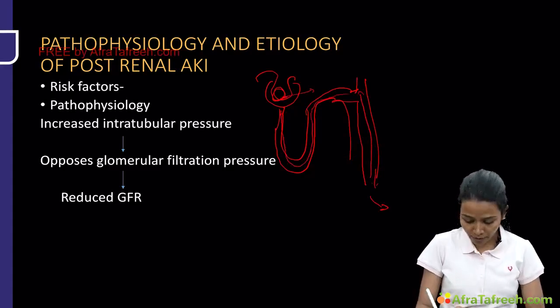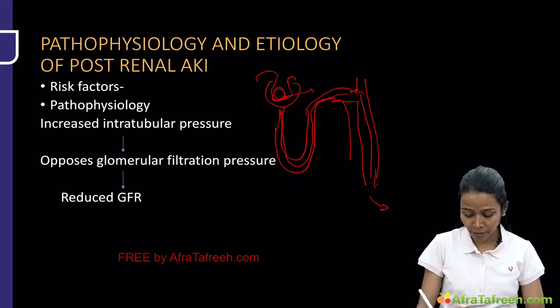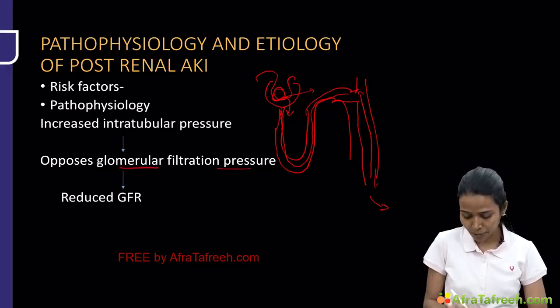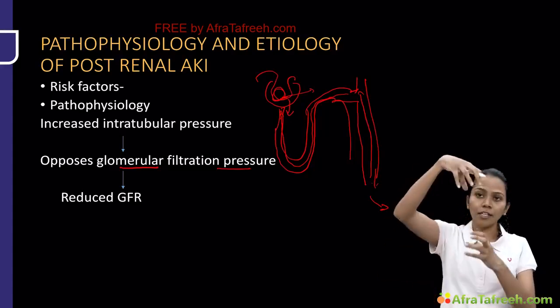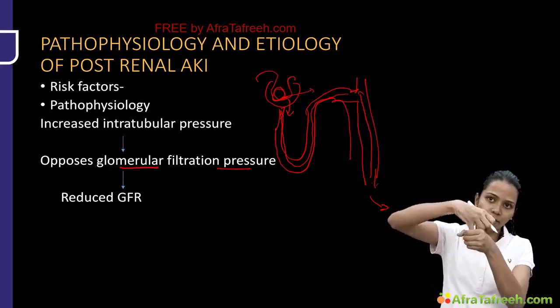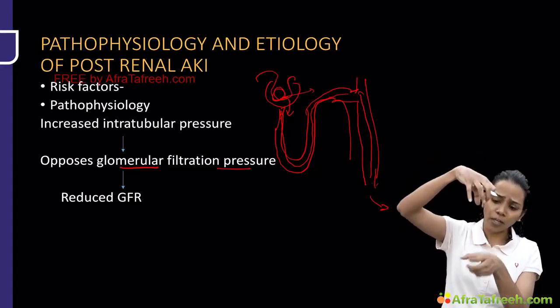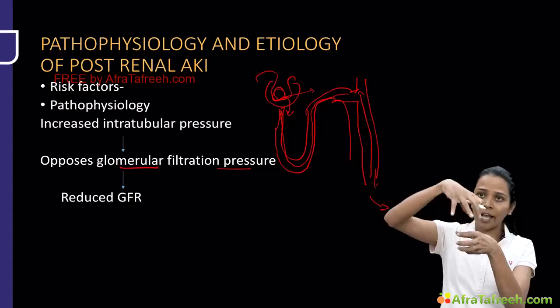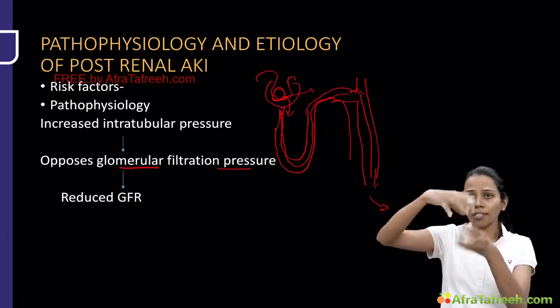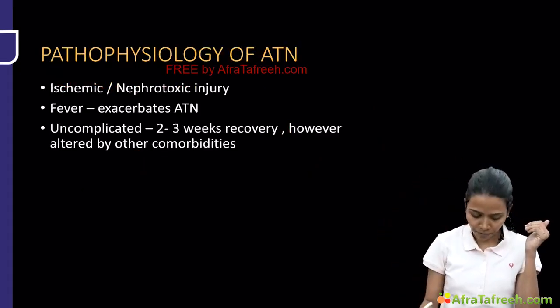So always here in the glomerulus, there should be higher pressure than the tubule. Then only filtration will occur. So this increased intratubular pressure is going to oppose the glomerular filtration pressure. So filtration is not going to happen and GFR reduces. So here the pressure should always be higher than in this tubule. Okay, so what happens is that because this tubular pressure is high, the glomerular filtration does not happen. And because of this, the GFR reduces.